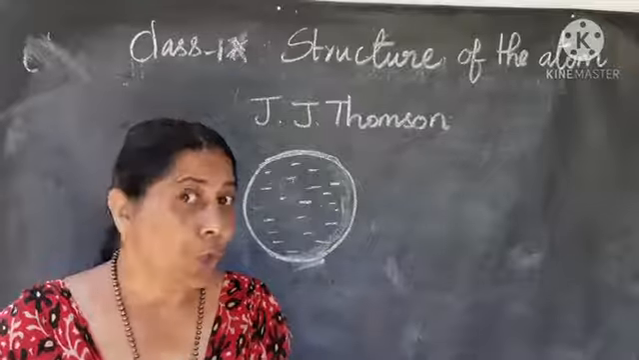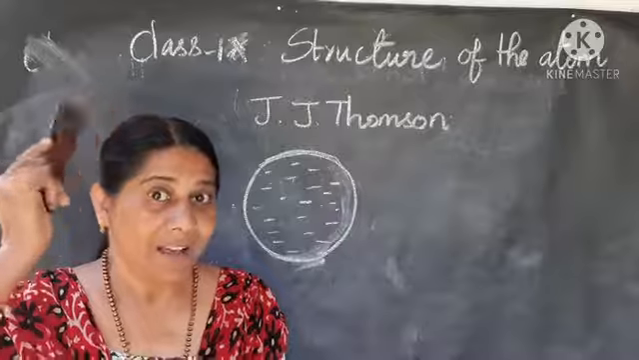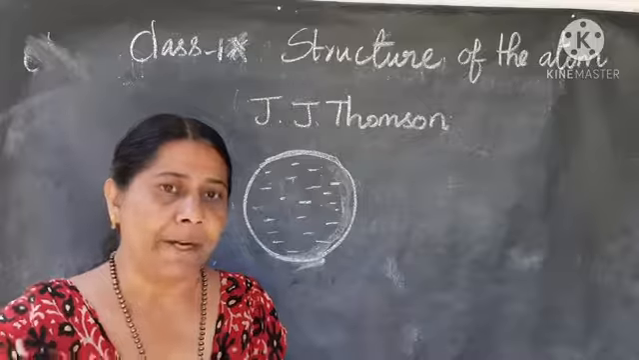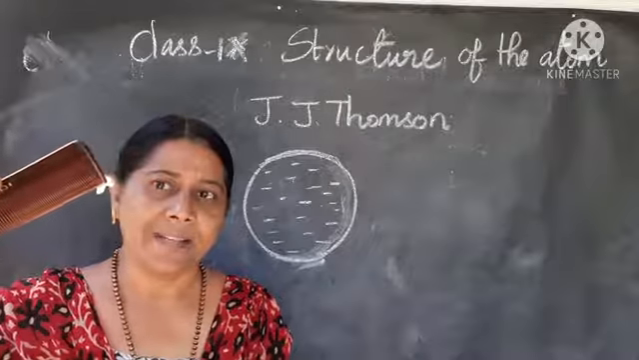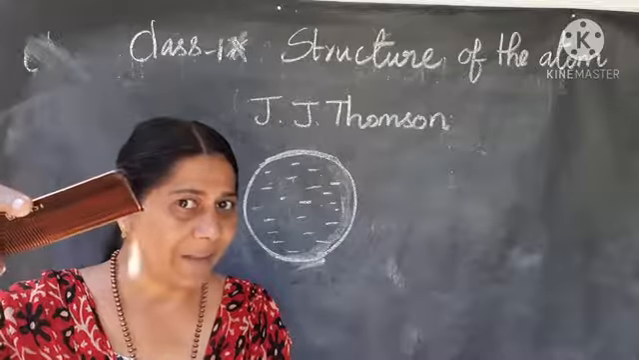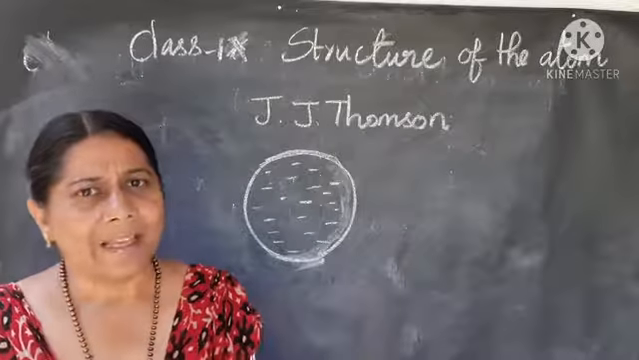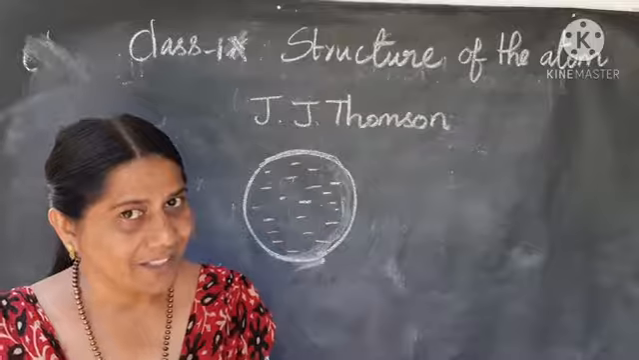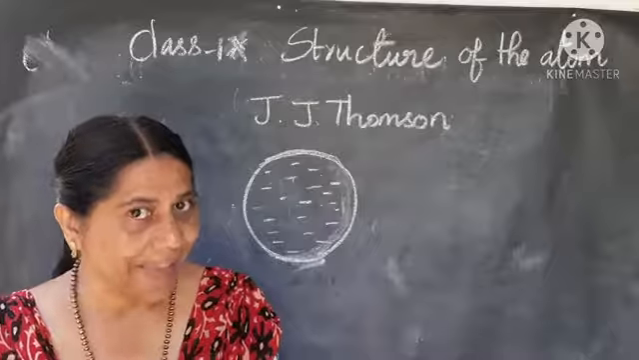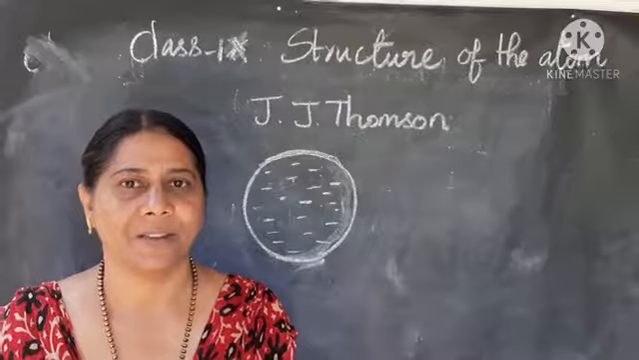If you comb your hair with a comb for some time and bring it near a piece of paper, you can see the paper is attracted to the comb. Here, are you able to see? Okay. Why does it happen? Here, the comb gets charged. That means some particles are inside the atom.